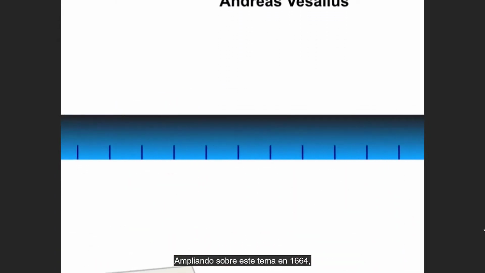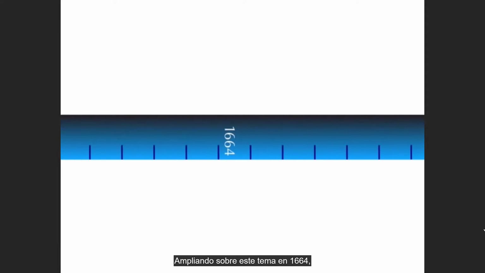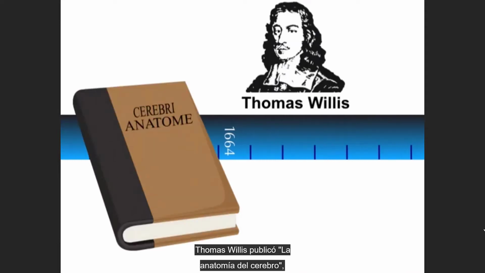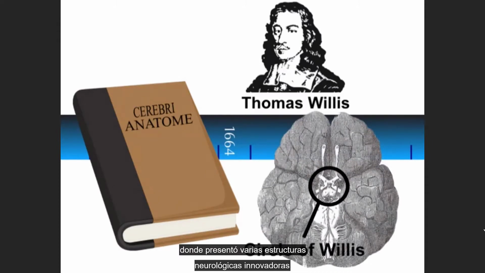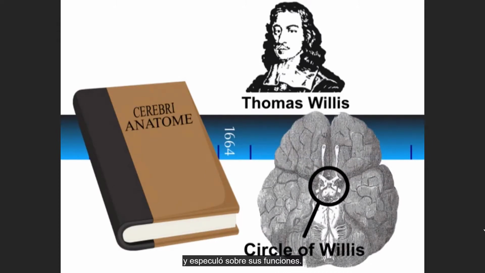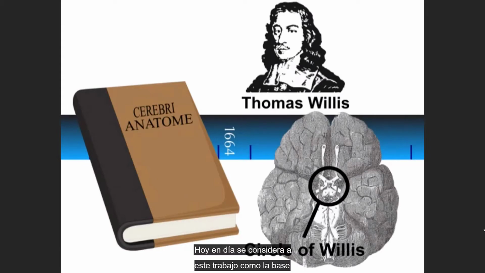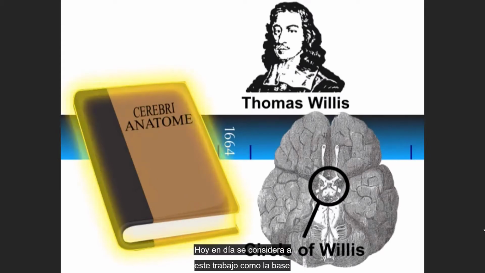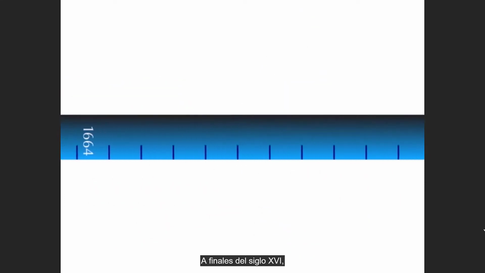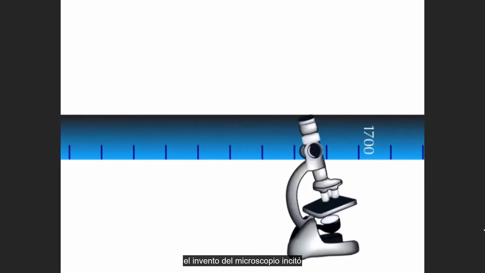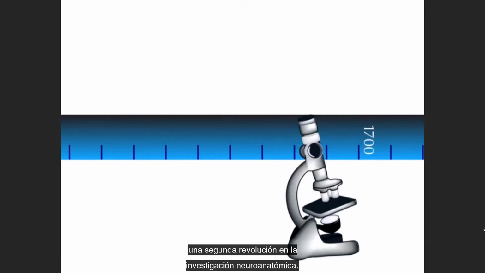Expanding on this work in 1664, Thomas Willis published The Anatomy of the Brain, in which he introduced several novel neurological structures and speculated on their function. This work is now considered to be the foundation of modern neuroanatomy. At the end of the 16th century, the invention of the microscope spurred a second revolution in neuroanatomical research.